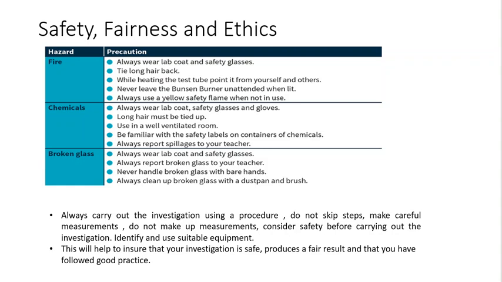So that's safety. The other thing you need to take into account as well is fairness and ethics. So always carry out the investigation using a procedure. Do not skip steps. Make careful measurements. Do not make up measurements. So for example, if you're struggling for time, you might just say, oh, okay, I'll do the experiment once, and then I'll just guess the other measurements. So don't do that. That is what's known as unethical. Consider safety before carrying out the investigation. So these are some of the main safety things you need to take into account.